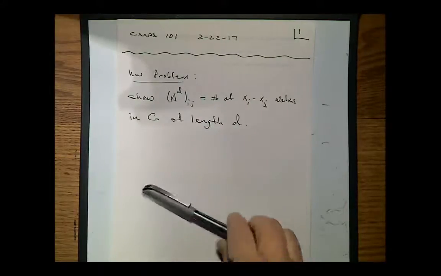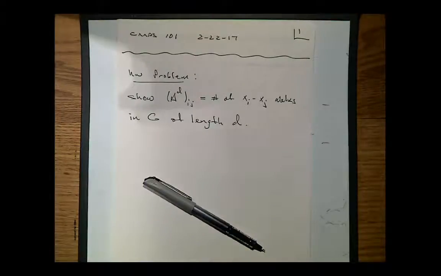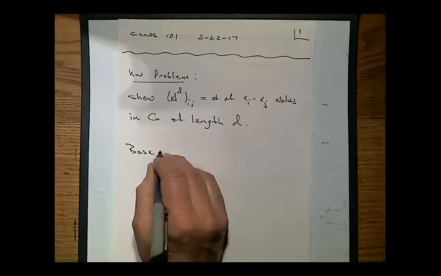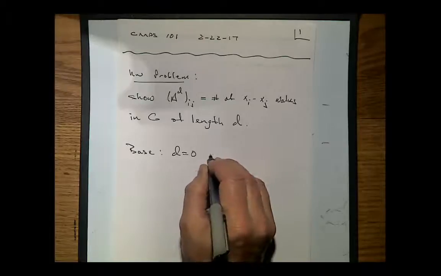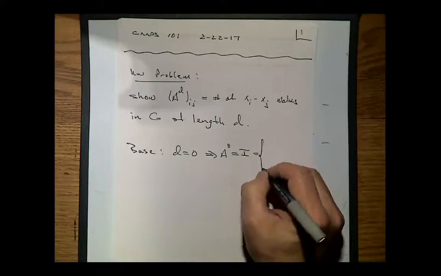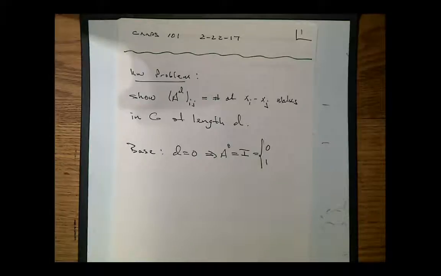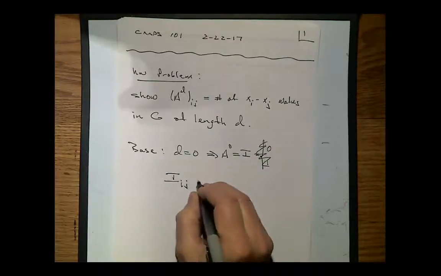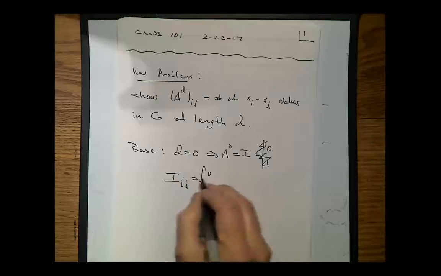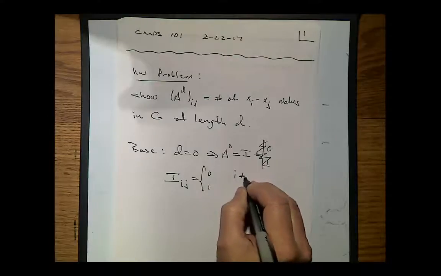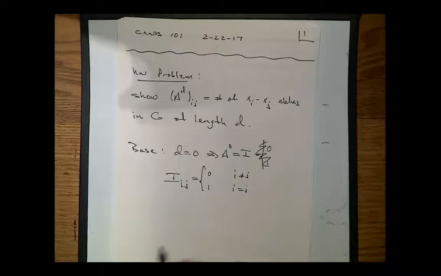Now, I talked to a couple of people in office hours about that. It can be done by a very nice weak induction on the parameter D. Notice the base case is D equals 0. D equals 0 implies A to the 0. What's that? That's the identity matrix. Well, let me write it this way. Identity matrix ith row jth column is 0 if i is not equal to j, thank you, and 1 if i equals j.